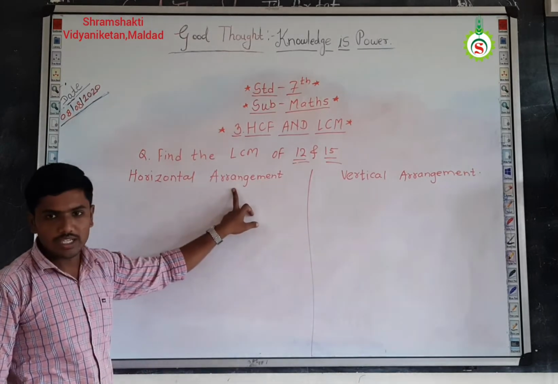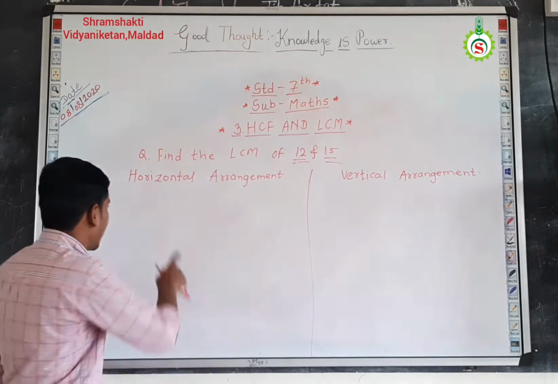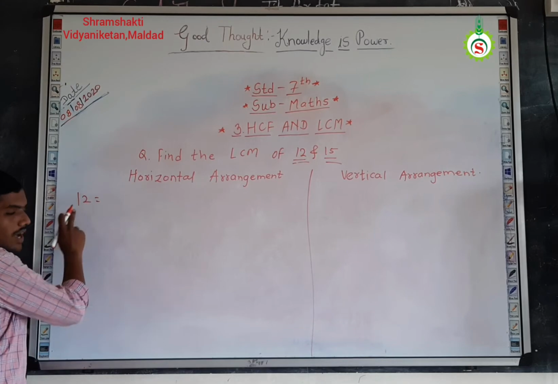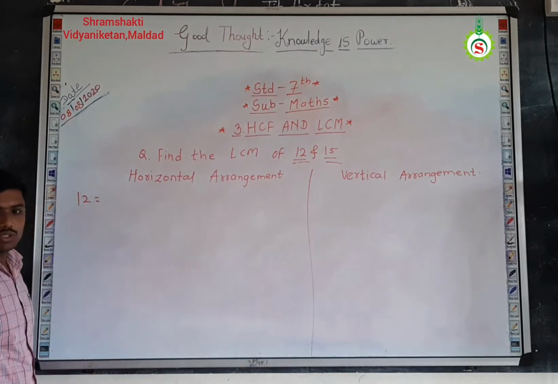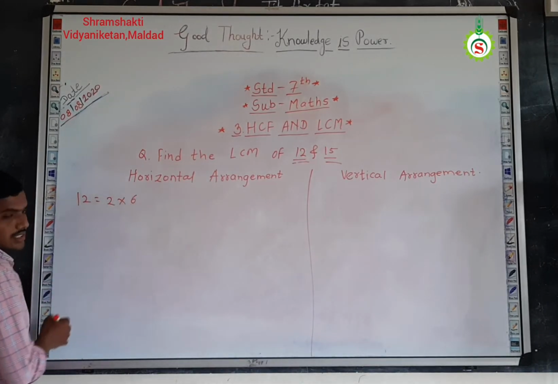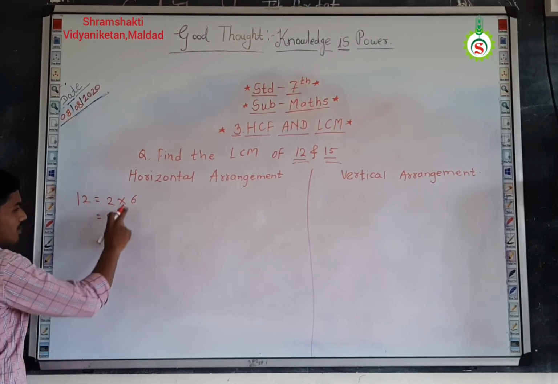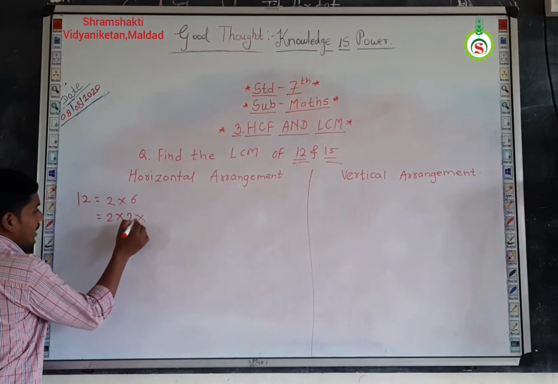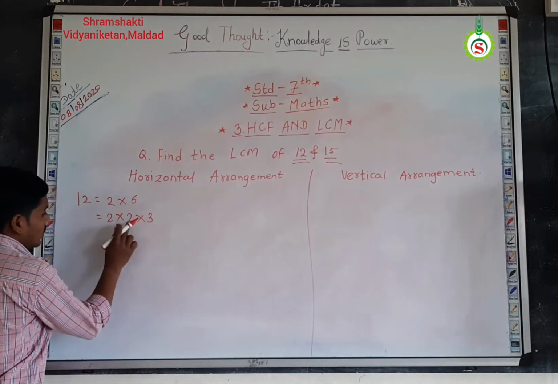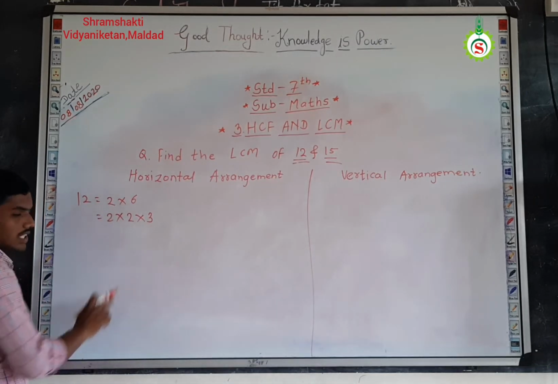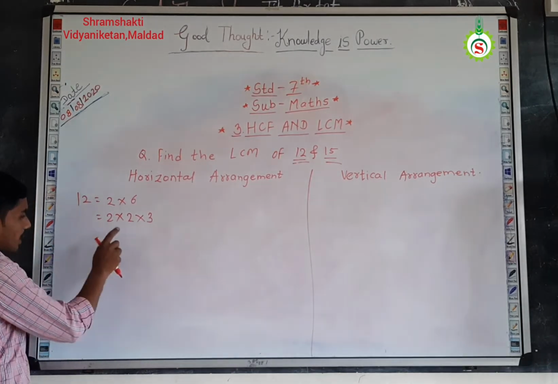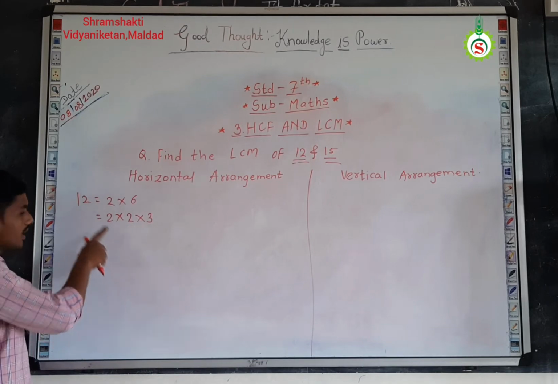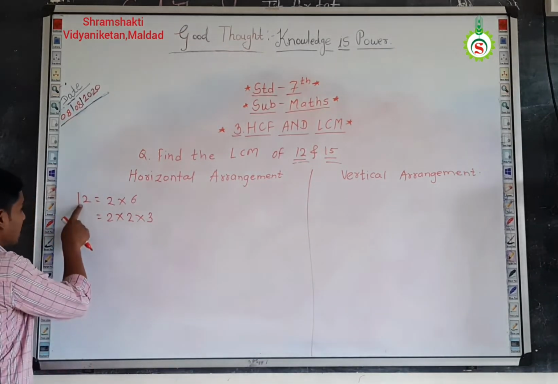In the horizontal arrangement, I have to find the factors in the horizontal way, as the name shows. Which is the first number? 12. Now I have to find the factors of 12. Which is the smallest number that will divide 12? Obviously 2. So 2 into 6. That 2 is not divisible by another number, but 6 is. Which is the smallest number that will divide 6? Again 2. If I divide 6 by 2, the answer is obviously 3, because 2 threes are 6. That means 2 into 2 into 3 are the factors of 12. To check whether I have taken the correct factors, I simply multiply: 2 twos are 4 and 4 threes are 12. That means I have taken them correctly.